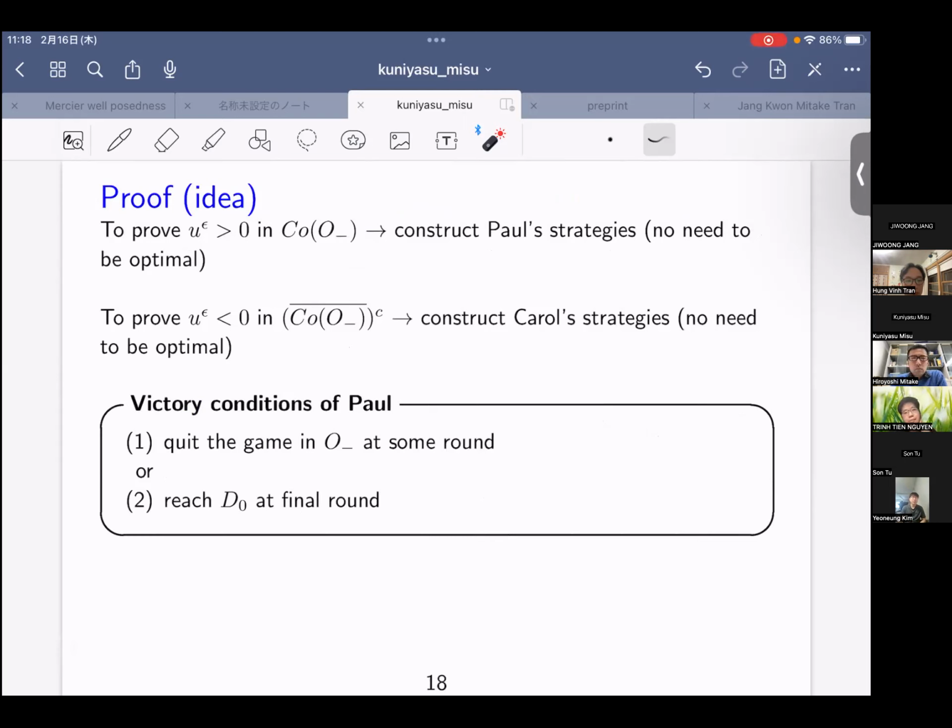So I will explain the idea of the proof. To prove the value function is positive in the convex hull of O minus, it suffices to construct Paul's strategy. On the other hand, to prove u epsilon is negative outside the convex hull, it suffices to construct Carol's strategy. Based on the rule of the game, a victory condition of Paul is the following: to quit the game in the obstacle at some round, or to reach D0 at the final round. This is a zero-sum game, so the victory conditions of Carol are reversed.